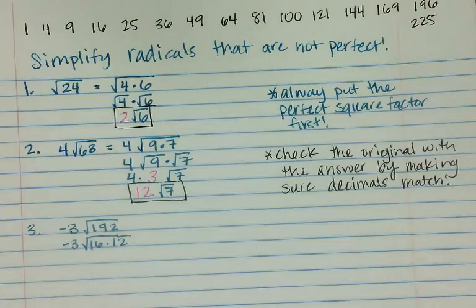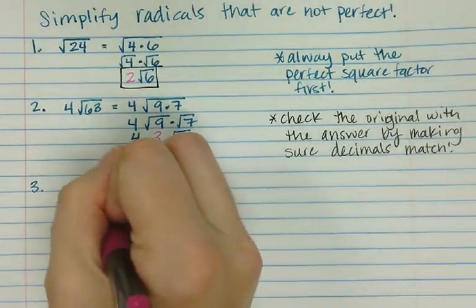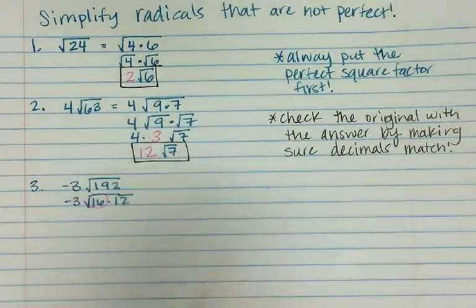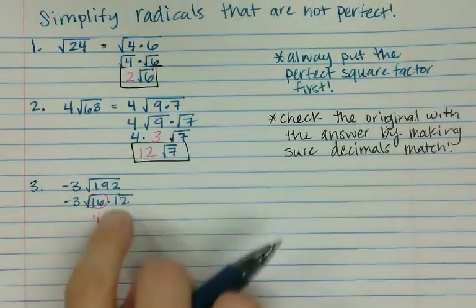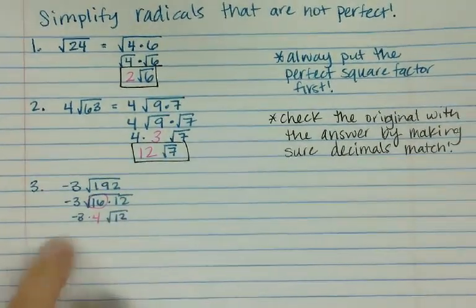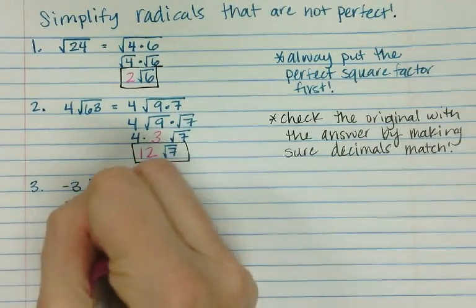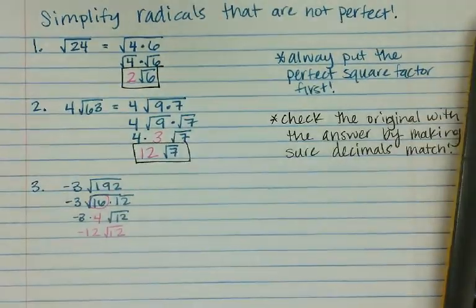And guys, here's the deal. I don't usually rewrite this multiple times. What I do is I circle my perfect square, and I say, what's the square root of 16? 4. So what is the radical that got left behind here? 12. The square root of 12 there. So we have negative 3 times 4 times the square root of 12. So that gives me negative 12 times the square root of 12. Are you guys good with that?